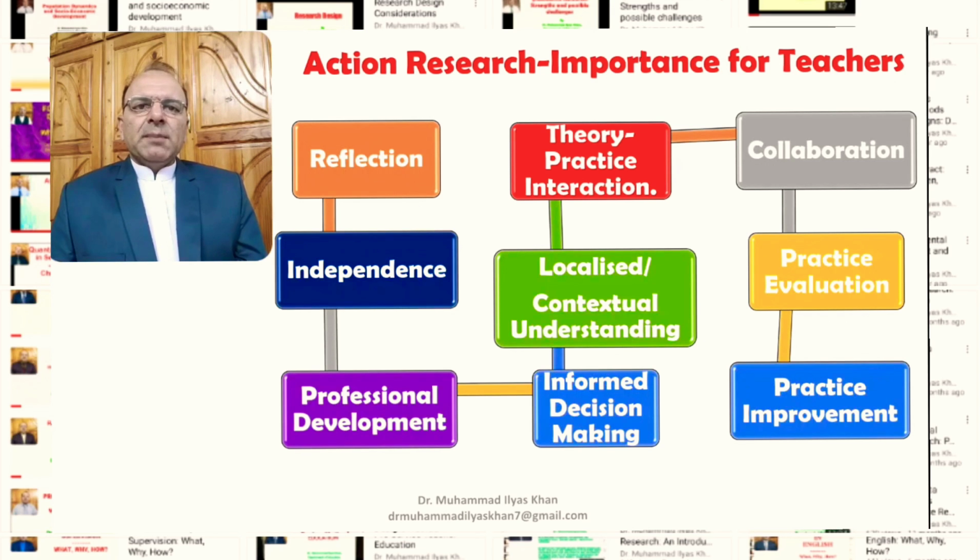So what happens is that as a whole, the process of action research helps teachers become professionally more efficient and professionally more informed, and they look at their practices and their role as teachers more critically, and ultimately they become independent as teachers and as educational leaders.